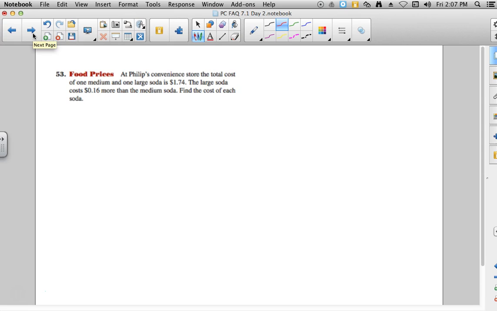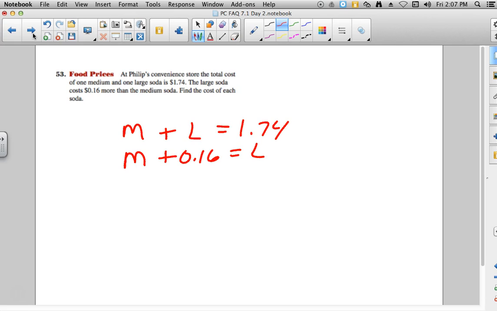53 says, at Phillips Convenience Store, the total cost of 1 medium and 1 large soda is $1.74. The large soda costs 16 cents more than the medium soda. Find the cost of each soda. So 1 medium plus 1 large is $1.74. But the large soda is 16 cents more than the medium. So if you take the medium plus 16 cents, you'll get the large. And this is perfectly set up for substitution here. This can go right in for L.